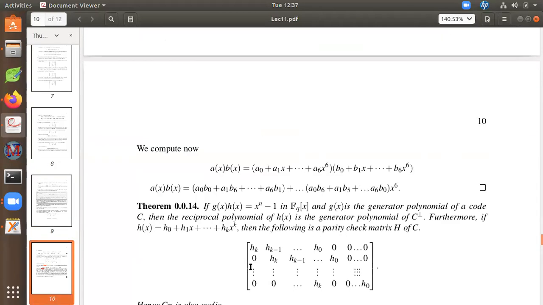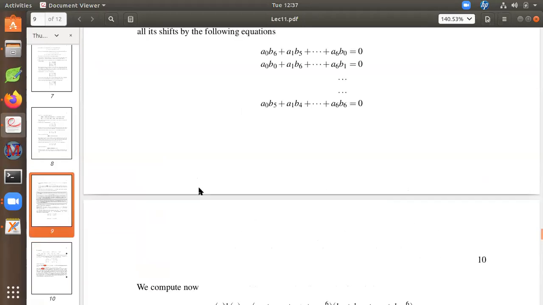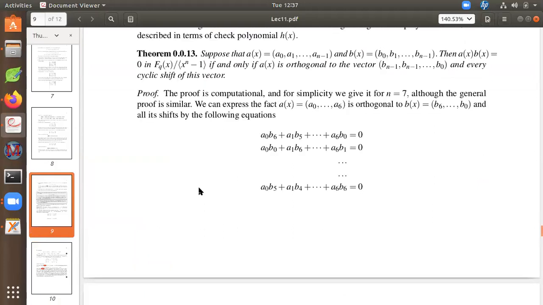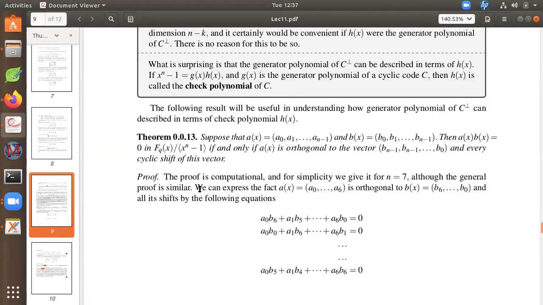You multiply these two and the product equals 0. That means the constant term equals 0, the x coefficient is 0, like that up to x power 6 equals 0. These are exactly these shifts. So that is the thing. This is the main theorem actually to understand. Very simple, but this is the main thing.